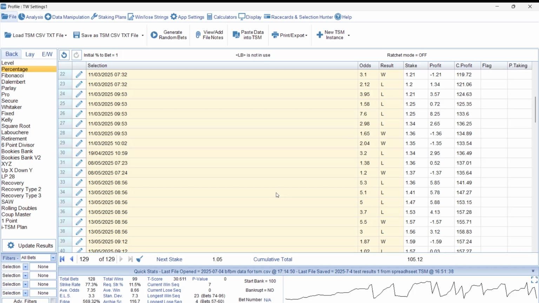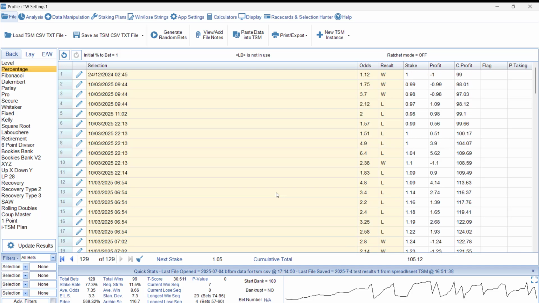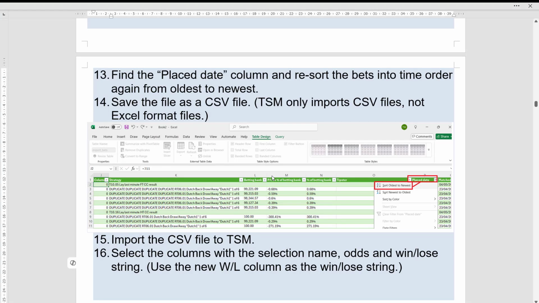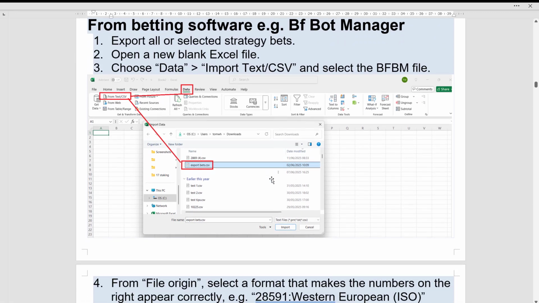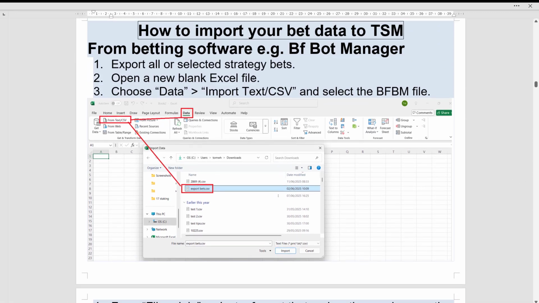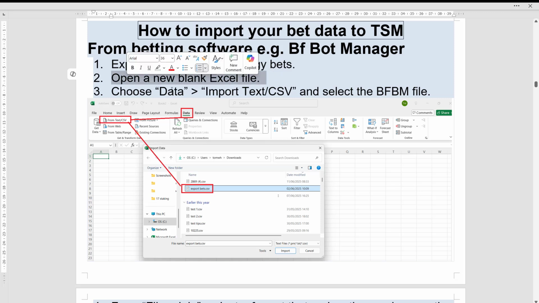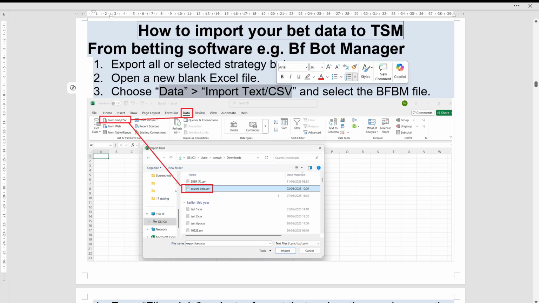I know some people have struggled with that, so hopefully this video makes it more obvious how to do that. So for BFBot Manager data, you can export all or selected strategy bets. Probably most people will just export selected strategy bets. And remember to open a new blank Excel file and import that data into that new file. Don't open the file directly, import the data into it as text or CSV.